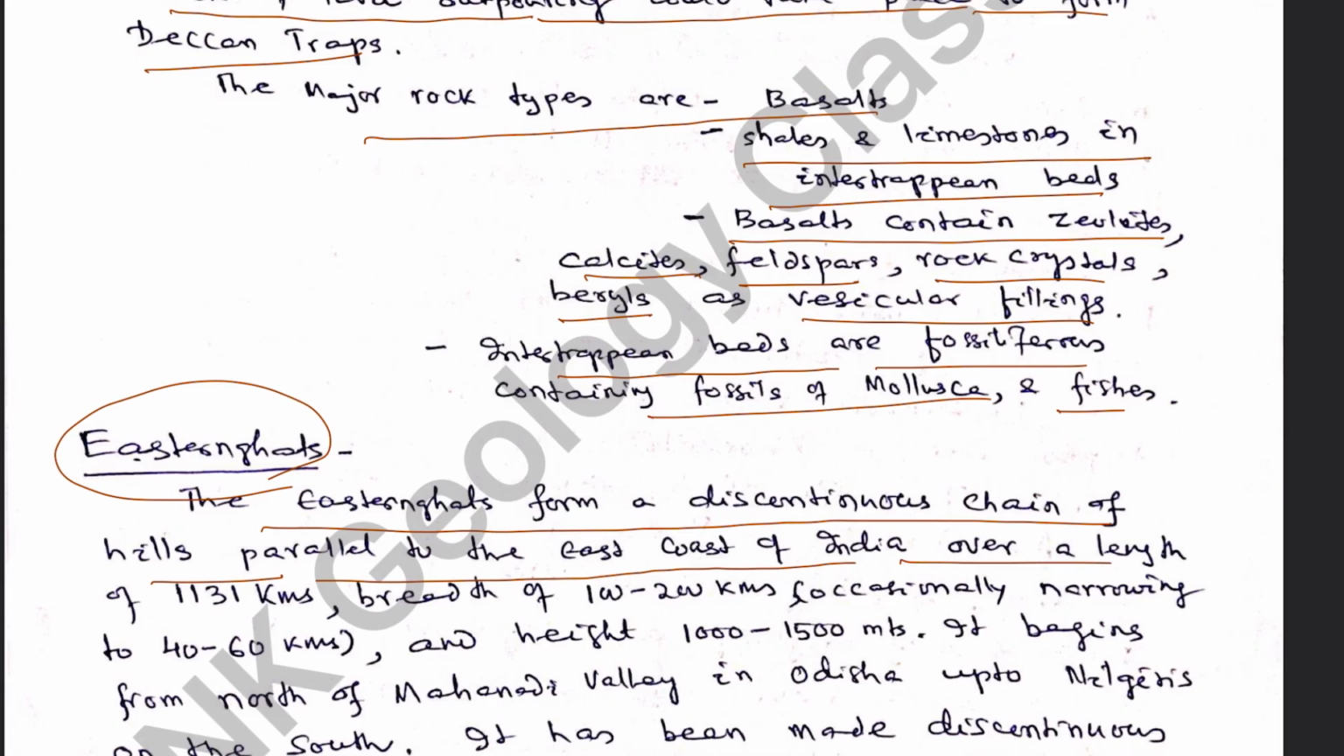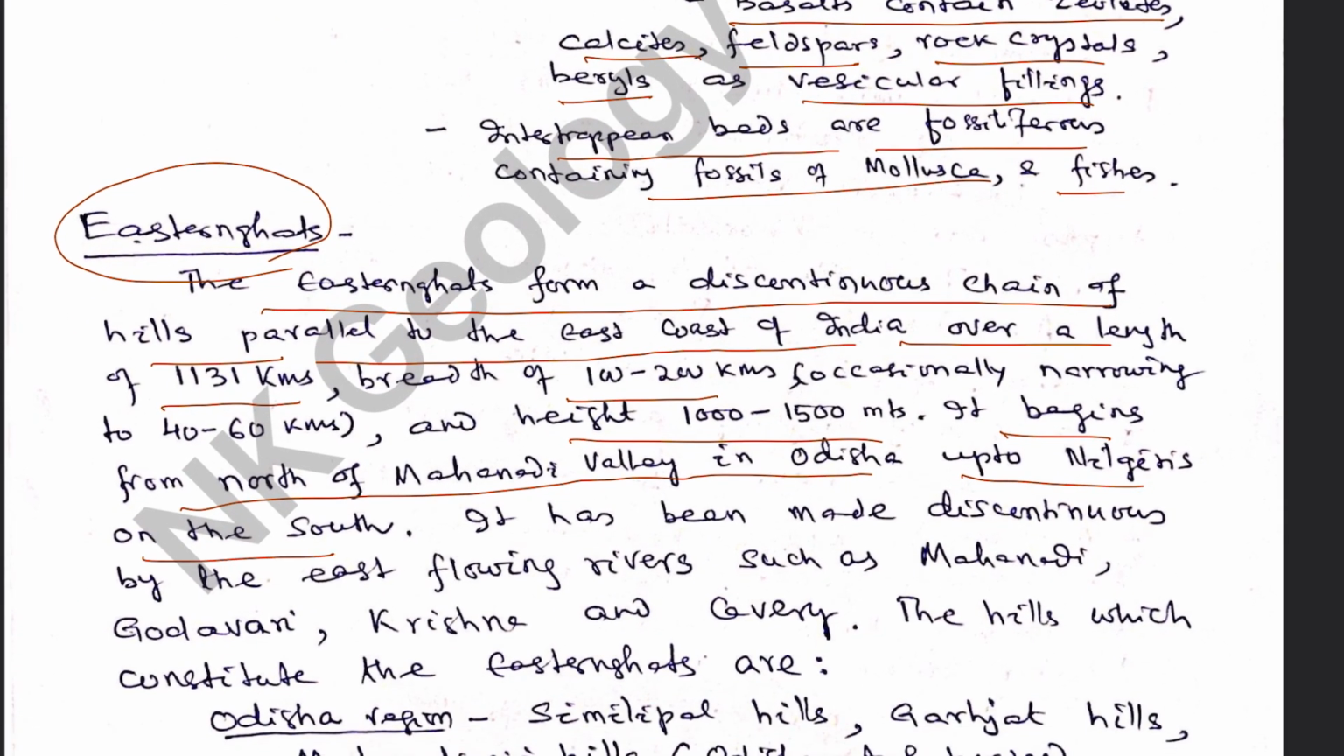And the Eastern Ghats extend over a length of 1131 kilometers with breadth 100 to 200 kilometers and height about 1 kilometer to 1.5 kilometers. It begins from north of Mahanadi Valley in Odisha up to Nilgiris on the south. It has been made discontinuous by the east flowing rivers such as Mahanadi, Godavari, Krishna and Kaveri.